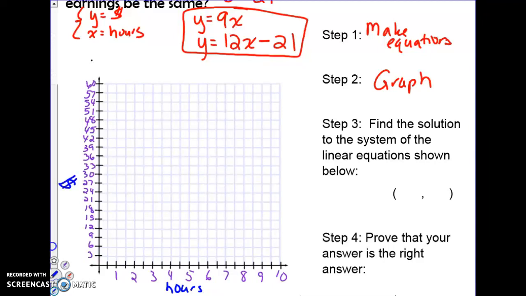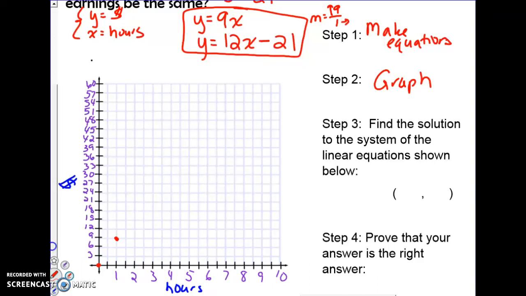So the first equation is pretty easy to graph on here. My y-intercept is 0, so I'm going to start here. And then every hour that I go across, I've earned $9. So again, my m on this one is up 9 over 1. So that doesn't mean up 9 boxes because I decided to scale each box by 3. So I have to really be careful and count. So I want to make sure I go up to 9 and then over to 1. So don't worry about the boxes so much. Worry about the scale of it.